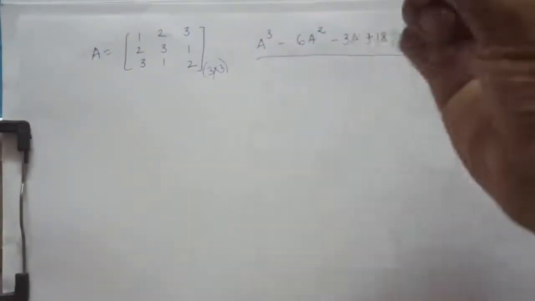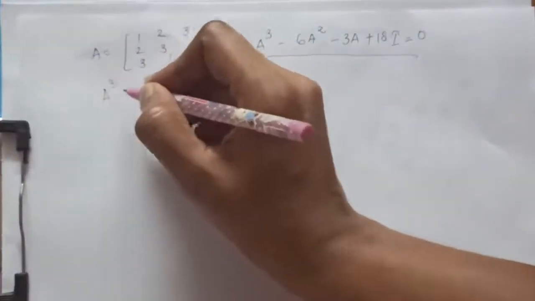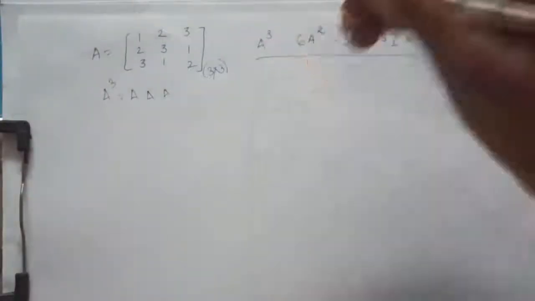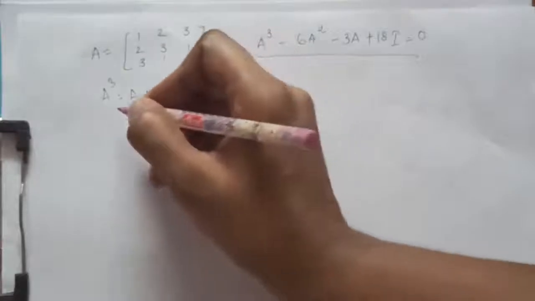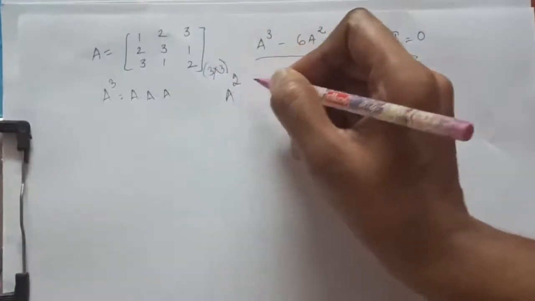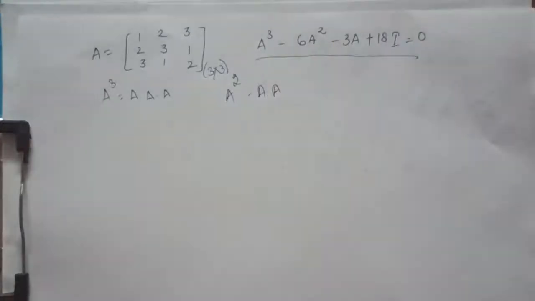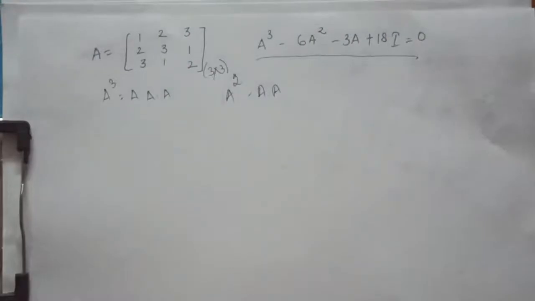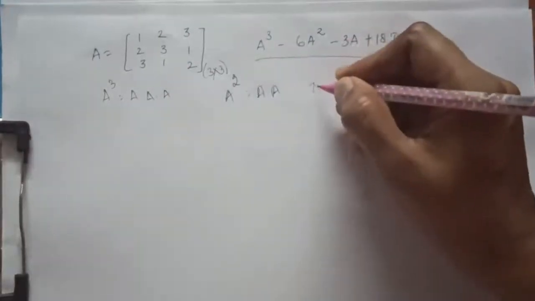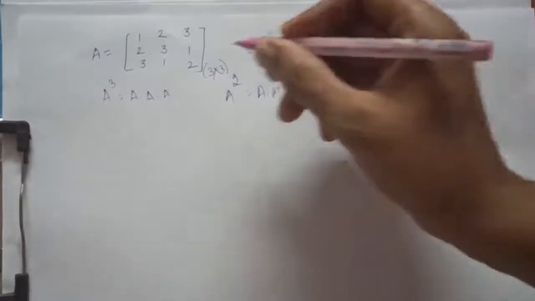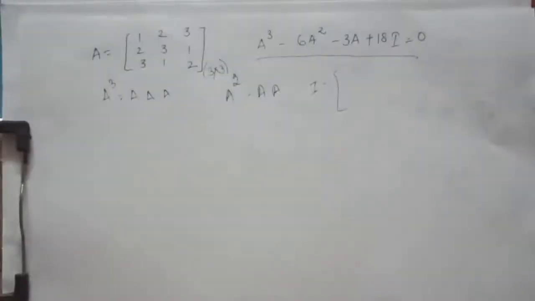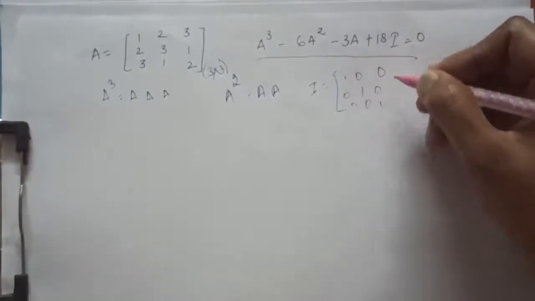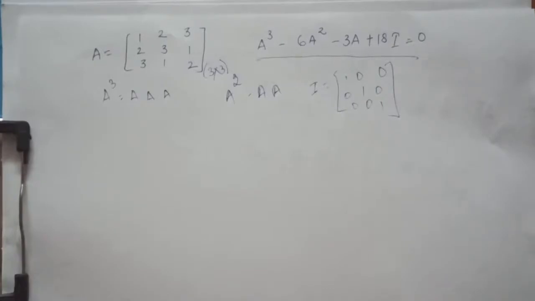Now first we require A cube, and I suppose till now you might be clear that A cube is A multiplied by A multiplied by A. So we will find out A cube, then we will find out A square. A square will be A into A. Then 3A, A is already there in the question, it has been given to us. 18I, here I stands for identity matrix. Now because our matrix is of 3 by 3 size, we will be taking the identity matrix as 3 by 3 size. So this is the entire information that we are having.